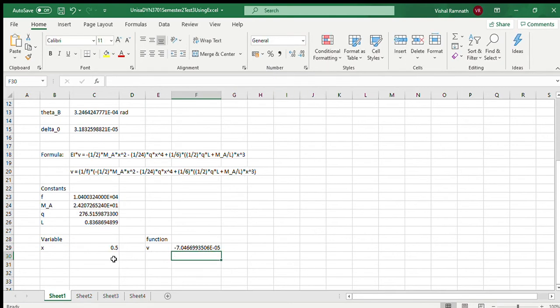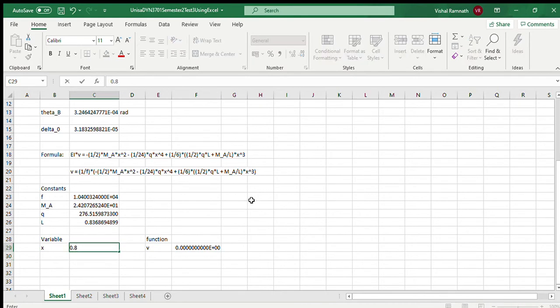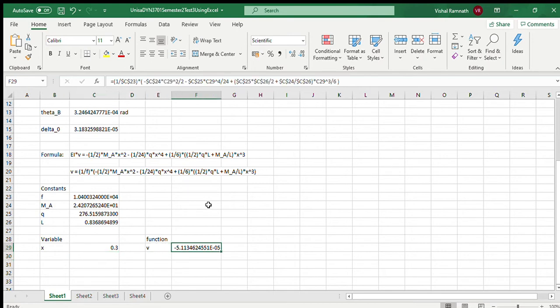So for any value of x, I can make it 0. The answer is 0. I can make it 0.8368694899. It should be 0. That's basically the value for 0. And if it is 0.1, it'll be another value. If it's 0.2, another value. 0.3, another value. So that's how it would work. So I can always copy and paste the formula, and then by copying and pasting, I can plot the entire graph. So that's how we'll do it.